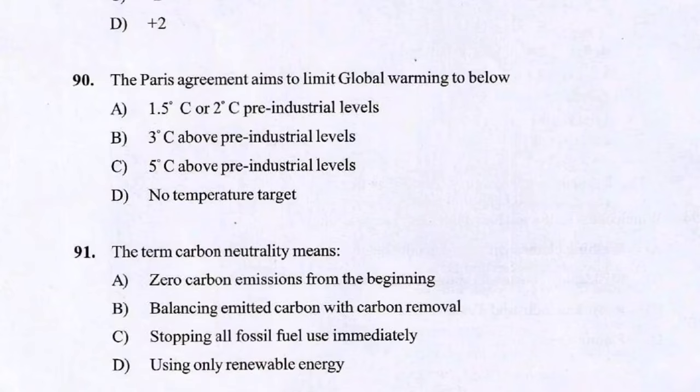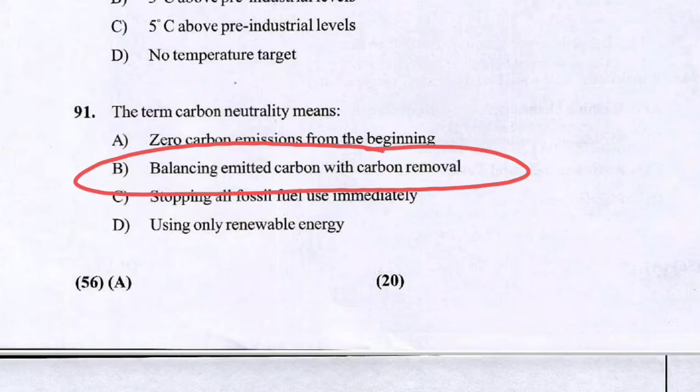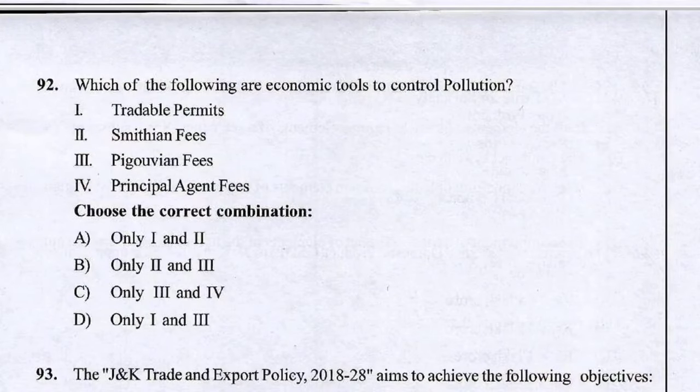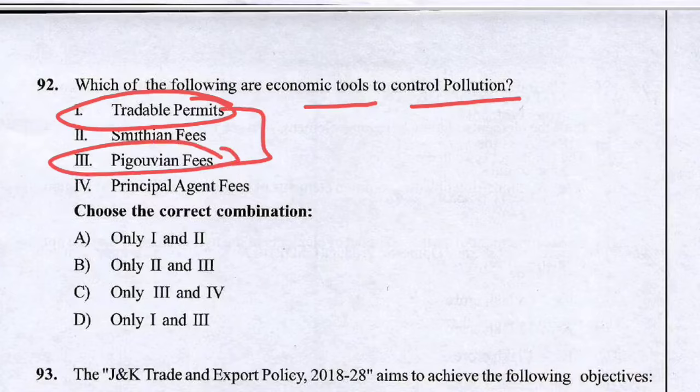Then we have the Paris Agreement aims to limit global warming below 2 degrees centigrade, pursuing 1.5 degree centigrade, above pre-industrial levels. The correct option is A. The term carbon neutrality means balancing emitted carbon with carbon removal. Then we have, which of the following are economic tools to control pollution? We have tradable permits and Pigovian fees. These are the economic tools to control pollution.